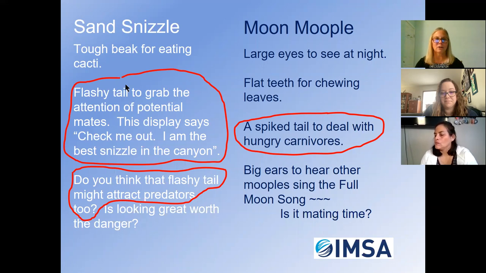But I just circled a few things on here, right? They're not just saying it has this kind of beak, this kind of tail, this kind of ear. It has this kind of ear because, right? It has these teeth because it has, like with the moon moople, big eyes so that it can see better at night. Now, I will tell you some of these connections might not be quite correct. You can see some humor there in that one with a flashy tail. But they have a specific structure that has a specific function. So that's how they've gotten there. They're designing solutions to a problem there. Okay, so let's go on here.